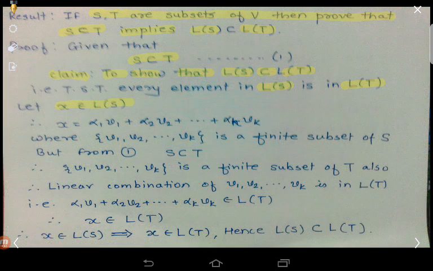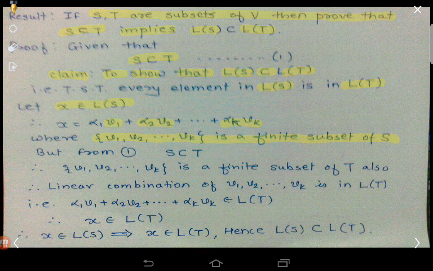Now right now this X is a member of L of S. Therefore X can be written as a linear combination alpha 1 V1 plus alpha 2 V2 plus up to alpha k Vk, where V1, V2 up to Vk is a finite subset of S. Always we write this because of the definition of L of S. But from equation 1, we have already mentioned that S is a subset of T. Now this set is a finite subset of S, and S is a subset of T. So automatically by transitive law, V1, V2, ..., Vk is a finite subset of T.